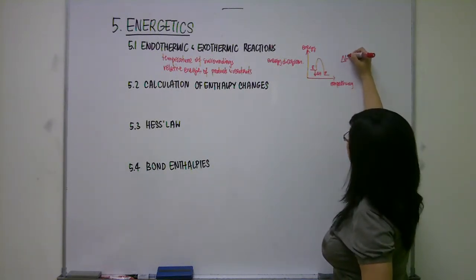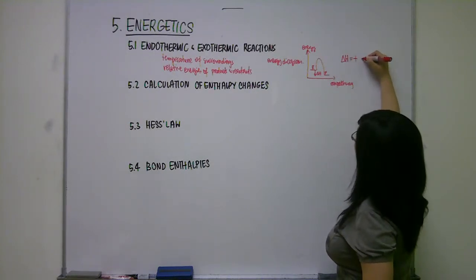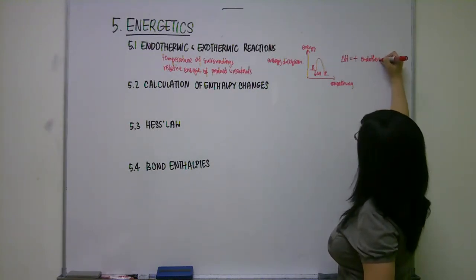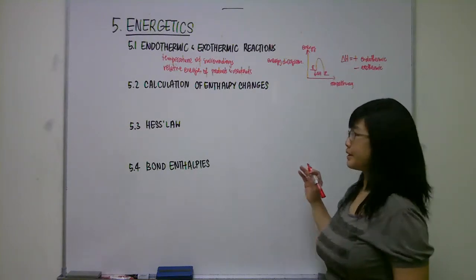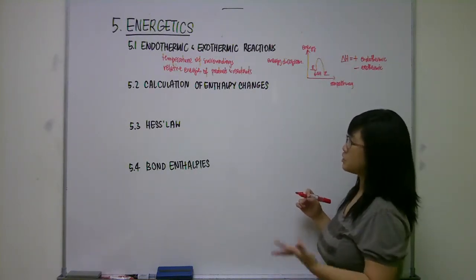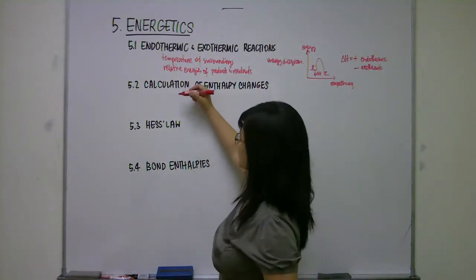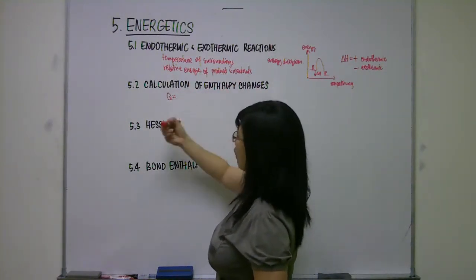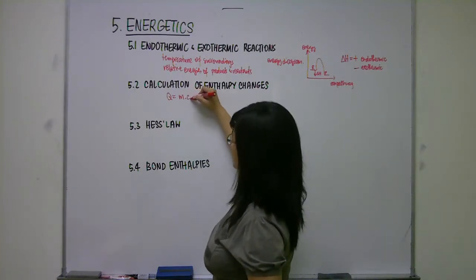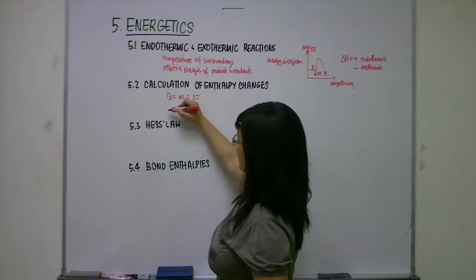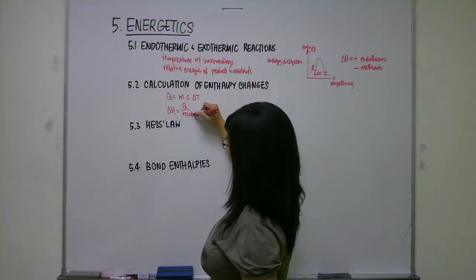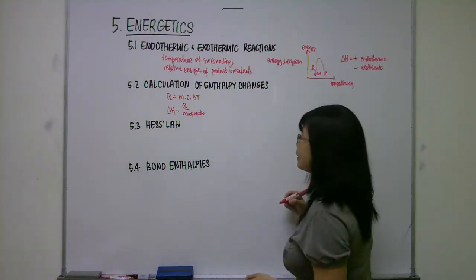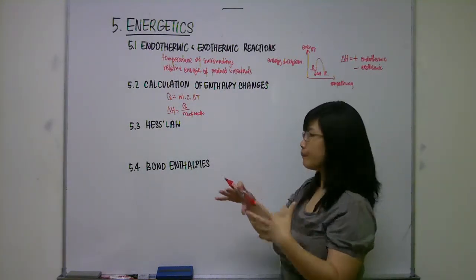And about the delta H, how it is positive for endothermic and negative for exothermic. Okay, that's for the first part. In the second part, calculation of enthalpy changes, it mainly involves these two equations. One will be Q is equal to mc delta T, and delta H will be equal to Q over number of moles.